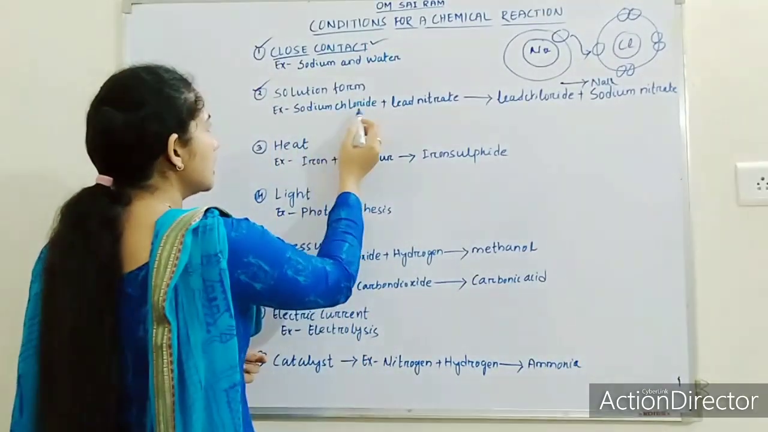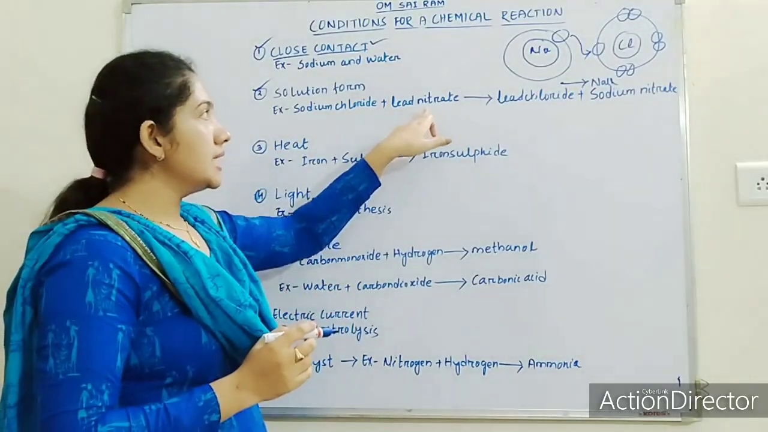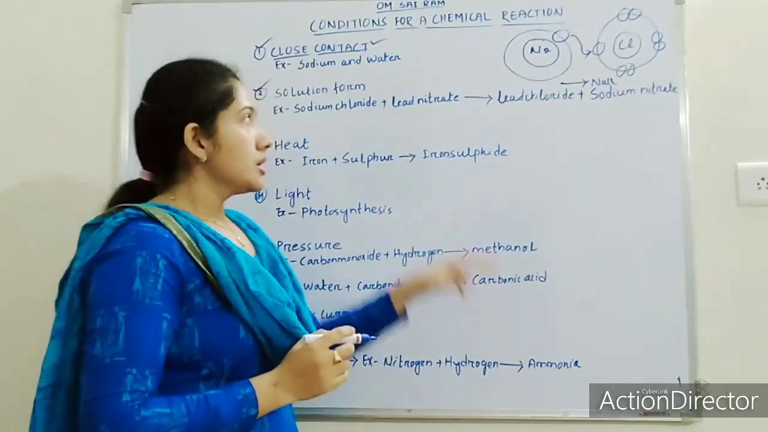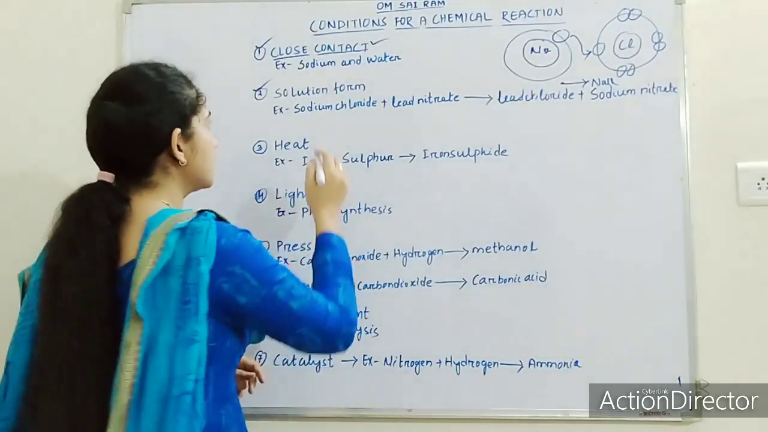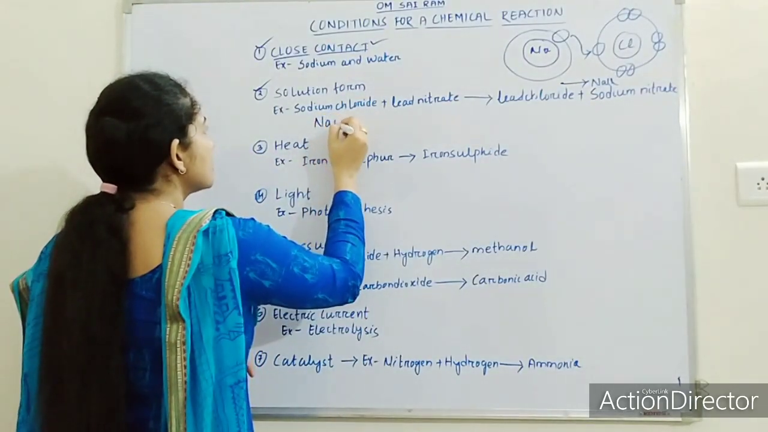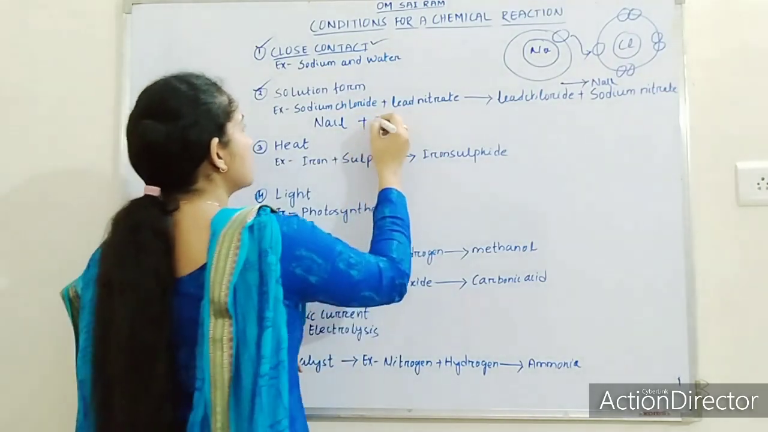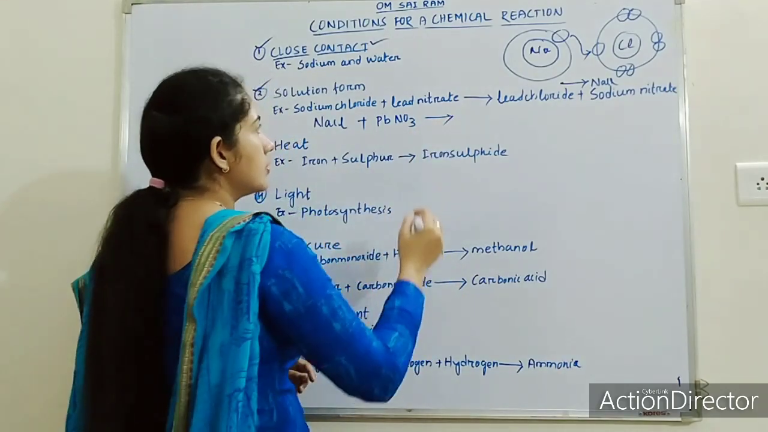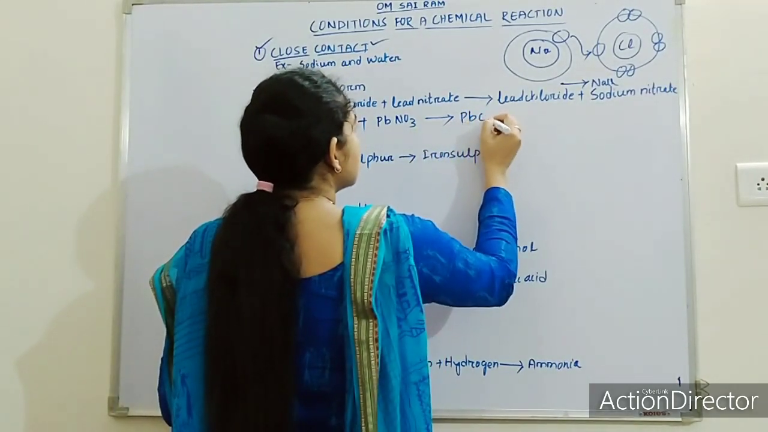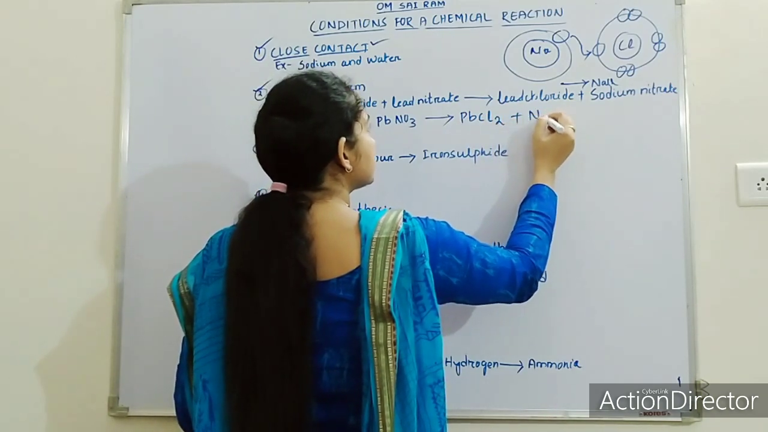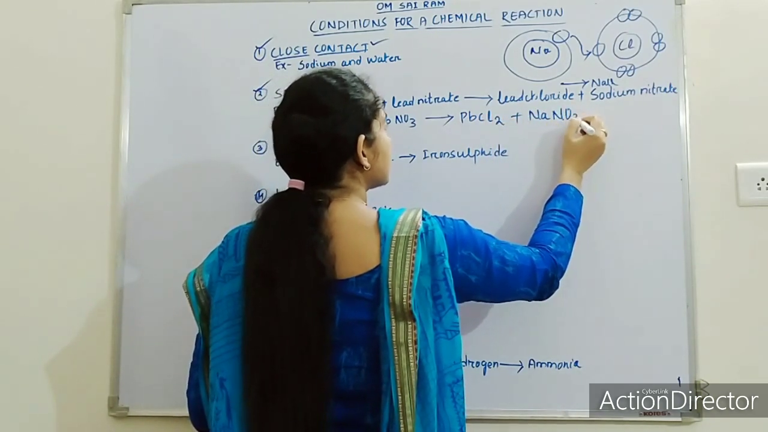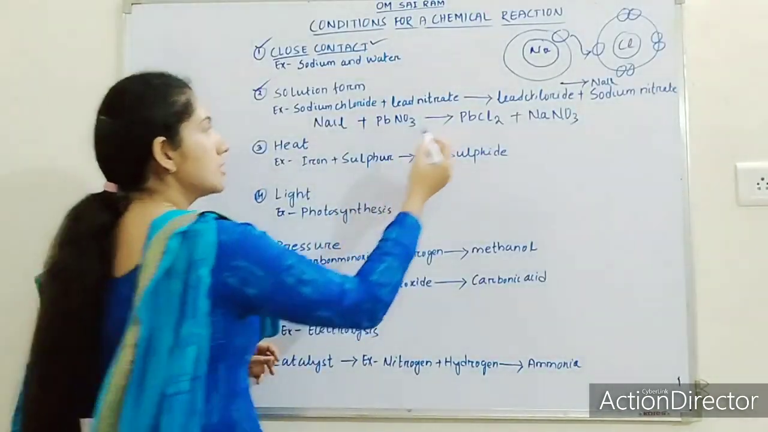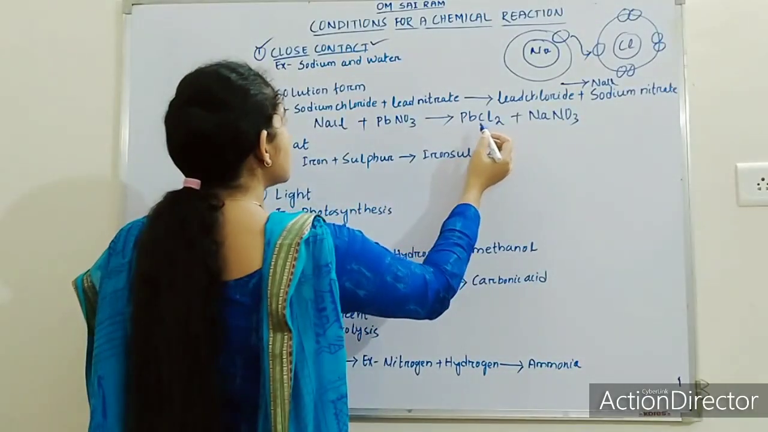Here I have written: sodium chloride reacts with lead nitrate to form lead chloride and sodium nitrate. If I write the equation for it: sodium chloride plus lead nitrate forms lead chloride and sodium nitrate. It again needs to be balanced, so we set the equation.